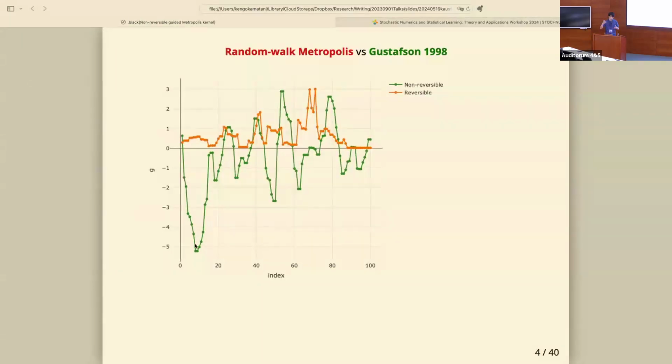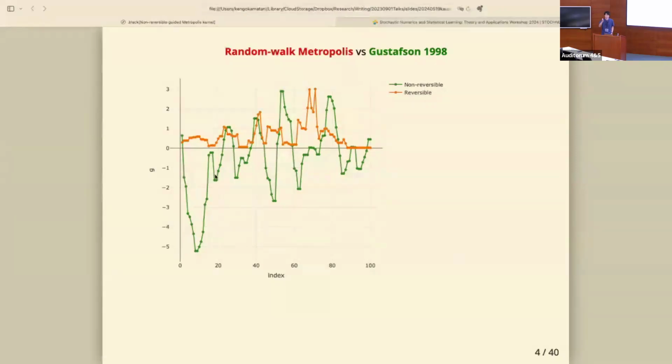MCMC has a two-step procedure. First, propose, and then accept or reject. If it is accepted, we still keep going in the original direction. And when it is rejected, we switch the sign and go upward until the next rejection, and so on.